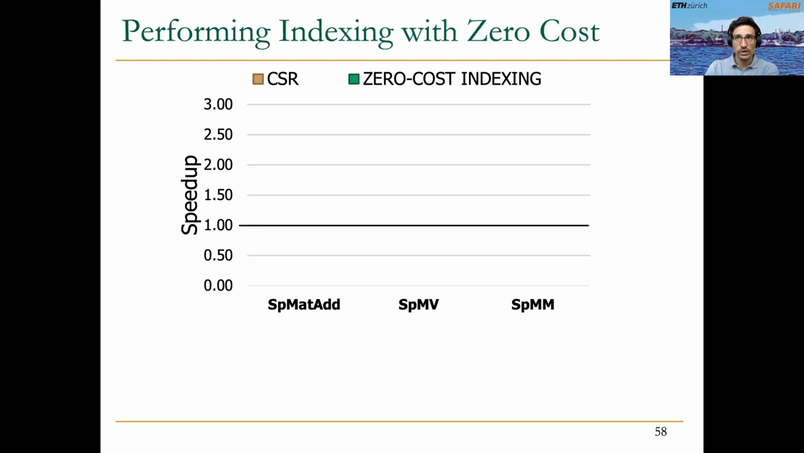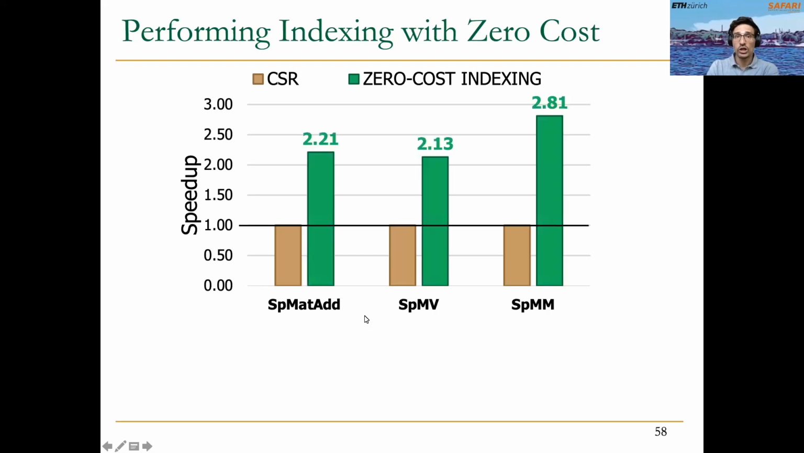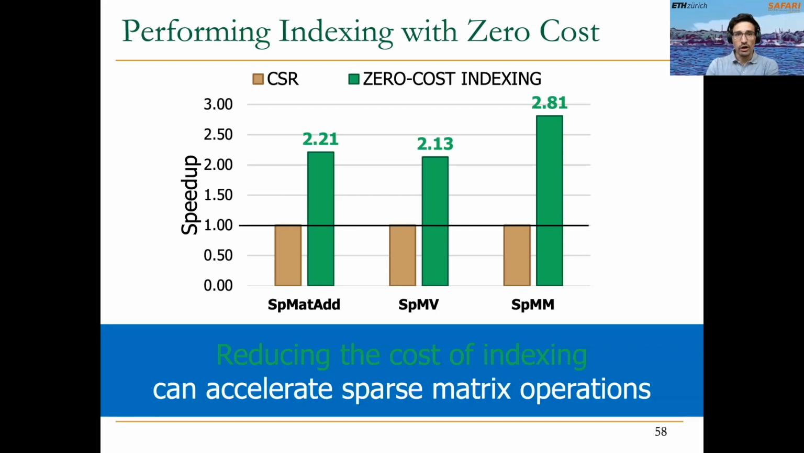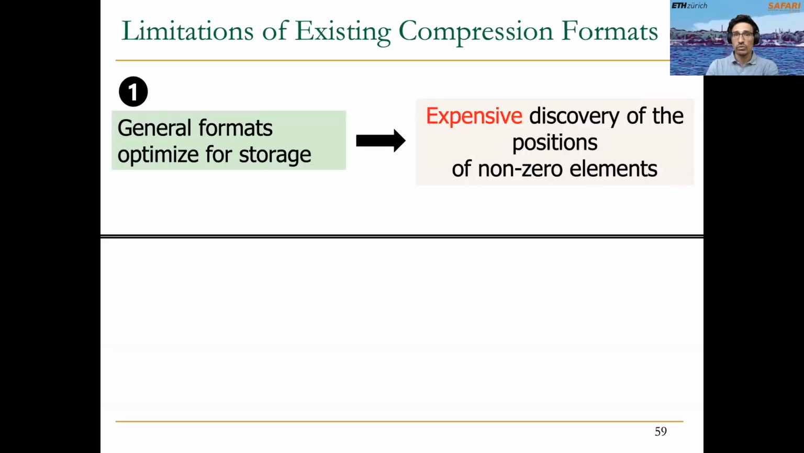This is for a sparse matrix addition, a sparse matrix vector multiplication, and sparse matrix multiplication. We are comparing in this slide the speedup calculated from computing these operations using the CSR format. And now we did a simulation where we removed all the cost of indexing, so we are not accounting for the cost of indexing, and observe what is the potential speedup that we could achieve. It's pretty high, it's more than 2 times that we could achieve by implementing an ideal indexing mechanism that was essentially for free. So this is a very good motivation for trying to reduce the cost of indexing in sparse matrix operations. So let's try to come up with a new compression format.